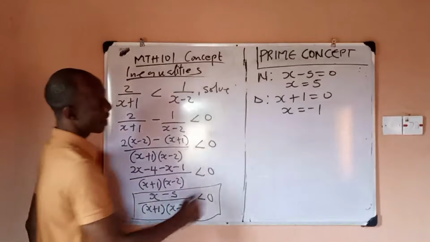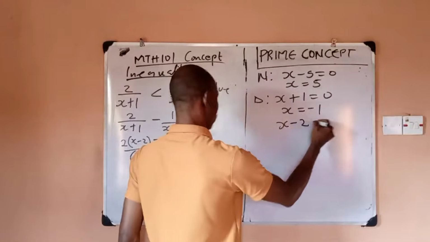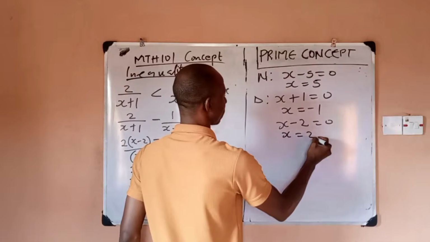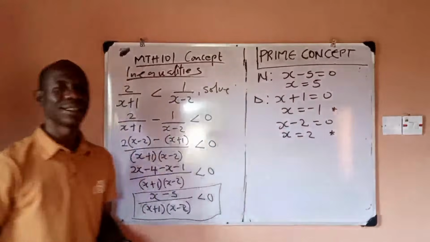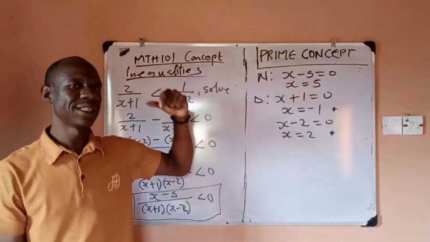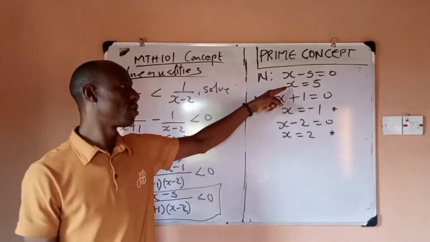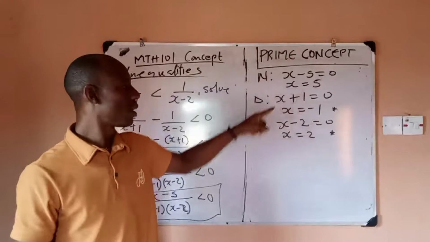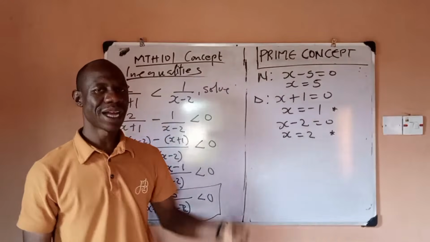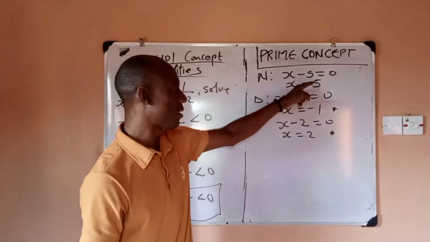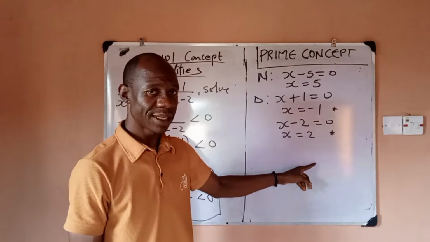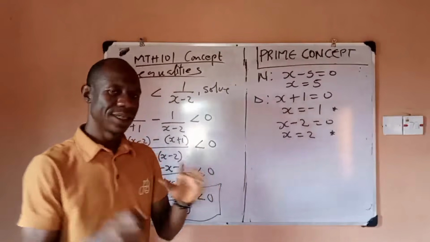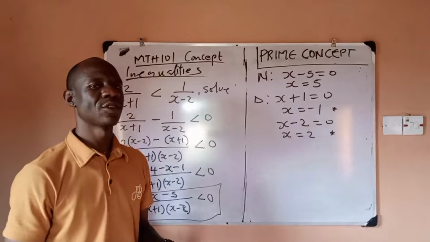Also, I still have x minus 2 equals 0, x equals what? 2. So I have two values for my denominator. That is the next thing you will do. Solve for the critical point, which simply means find the values of x from numerator and from what? Denominator. So I have three values of x, which is 5, minus 1, and 2. Right? Now, if this is clear, the last step is to take it to your number line.